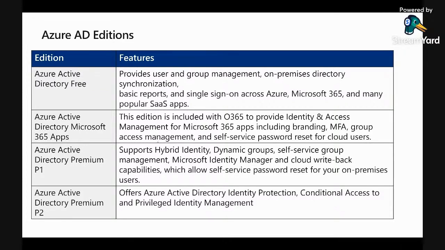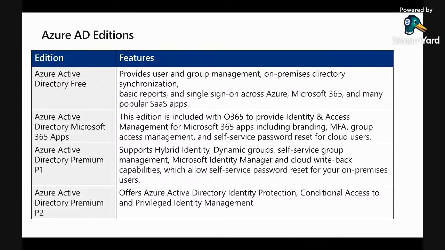Now, if you go to the Active Directory Premium P1, you get additional features like dynamic groups, self-service group management, identity management, and cloud write back, because this gives you hybrid capability, and you're able to set up self-service password reset both for your cloud users as well as your on-premise users. Then for the Premium P2, you'd have additional features like identity protection, conditional access, privileged identity management, and the likes.